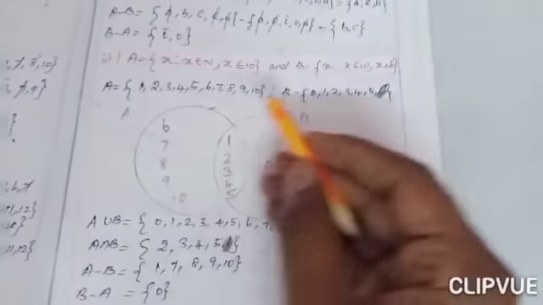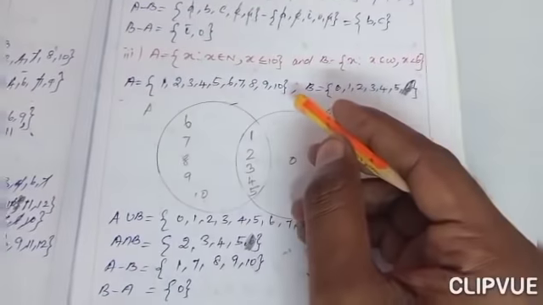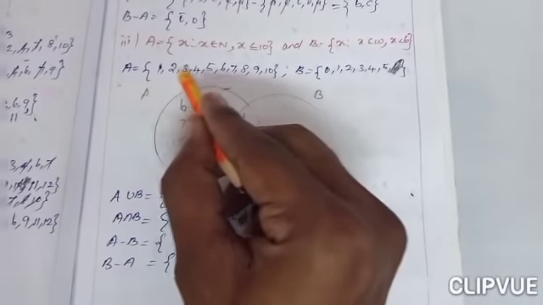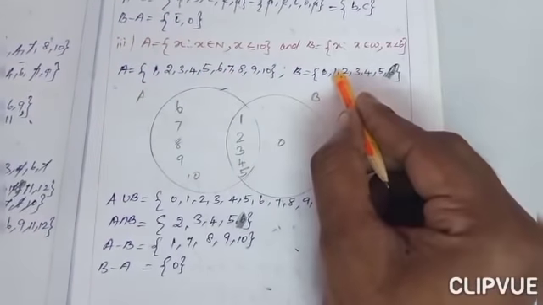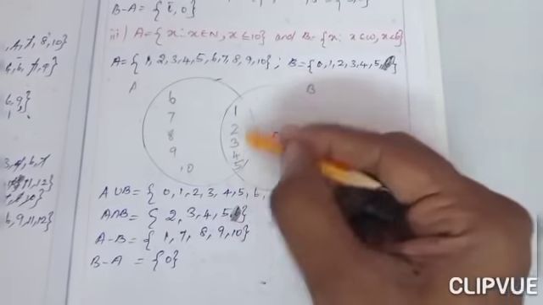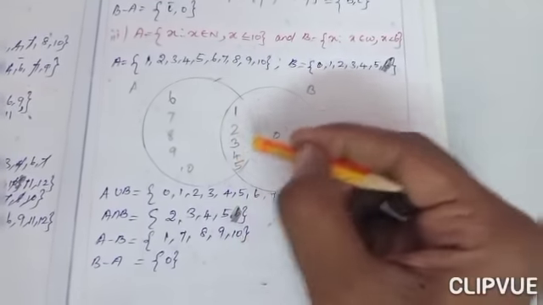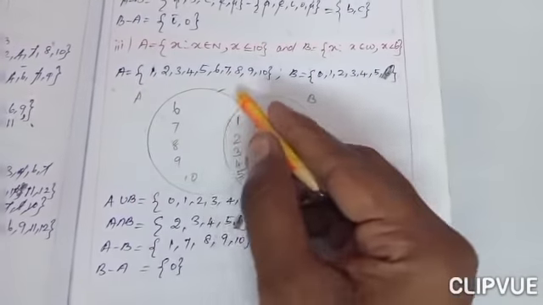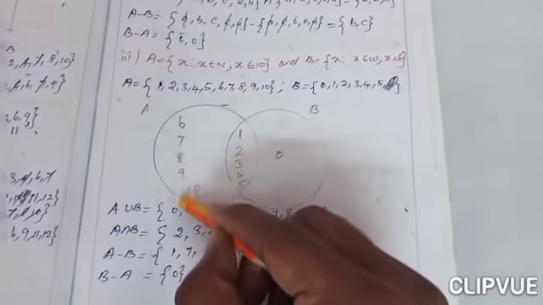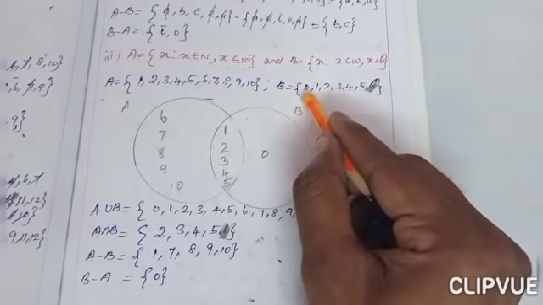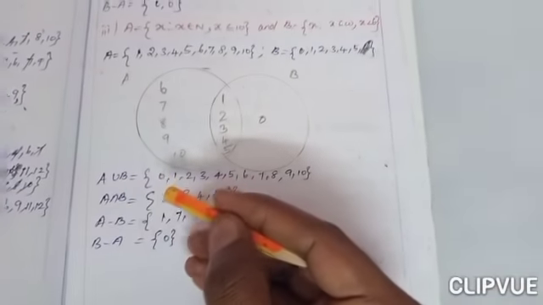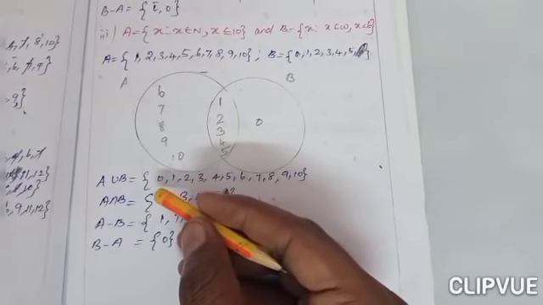First we have to write the common elements in the set A and B. What are the common elements we have? 1, 2, 3, 4, 5. Here also we have 1, 2, 3, 4, 5. These elements we should write in the intersection part. After that, what are the remaining elements in set A? 6, 7, 8, 9, 10. That is written here. What are the remaining elements in set B? 0. After that, easily we can do the four operations, A union B, A intersection B.